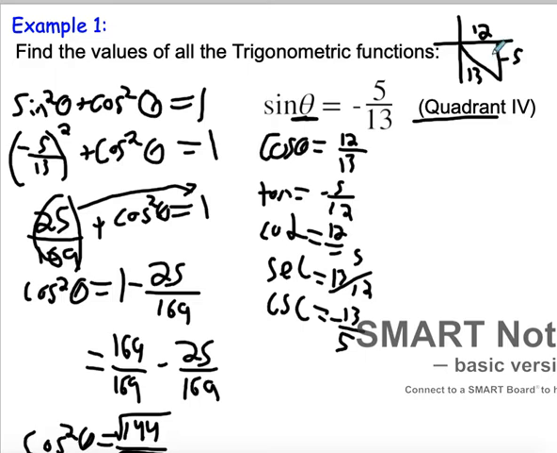So again, this is quadrant 4. So the only ones that should be positive, all students take calculus, is cosine and secant, which is true. Because sine's negative, tangent's negative, cotangent's negative, and cosecant's negative, okay? And so that's one way to do it.